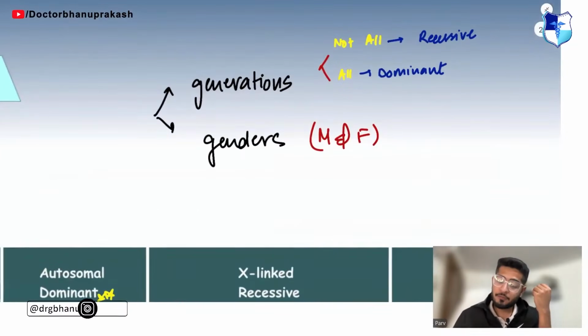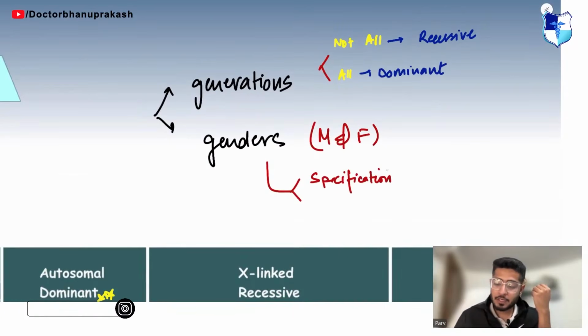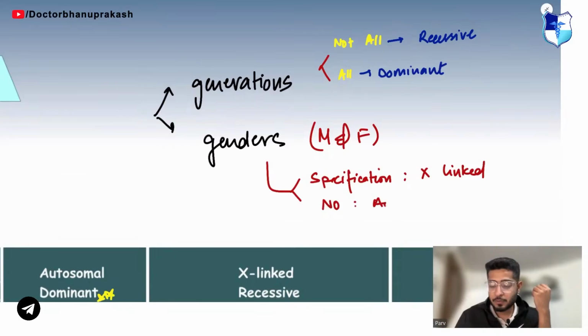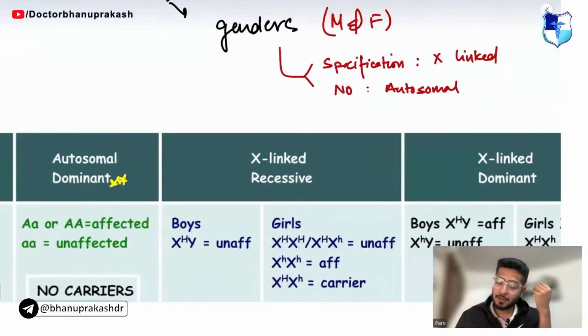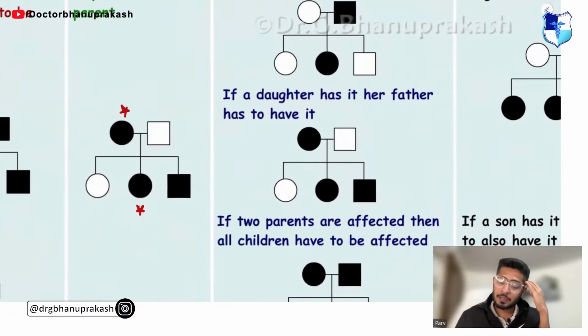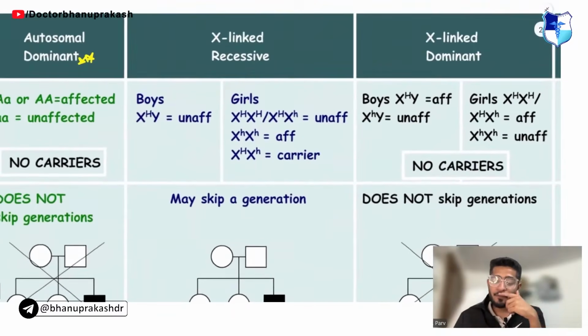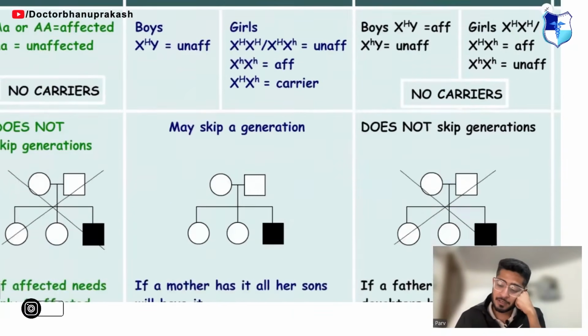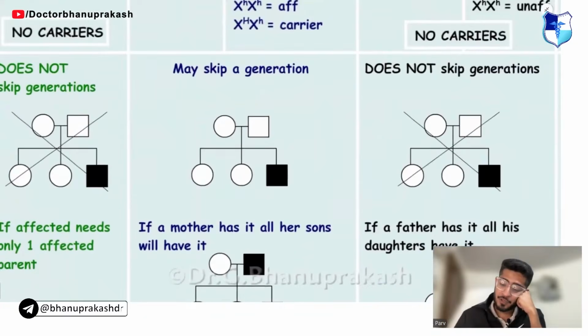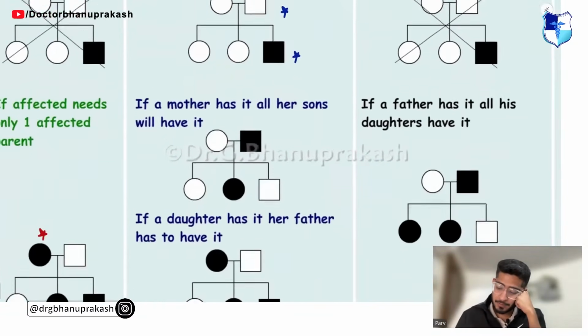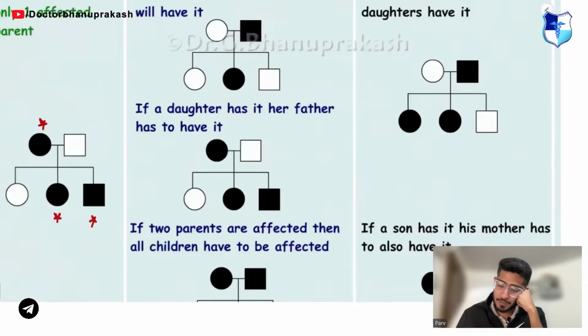Now gender. If there is any gender specification, it is going to be X-linked. And if there is no gender specification, then it is going to be autosomal. Since in this you have already seen that the girls are also affected and the boys are also affected, it is going to be autosomal as well as dominant. What happens in X-linked recessive now? Remember, because it is recessive, there can be skipping of generations. Can you see here? There is no disease, but the disease came. Right, so this is going to be the case.